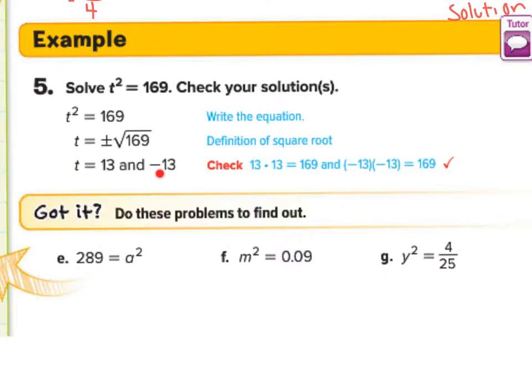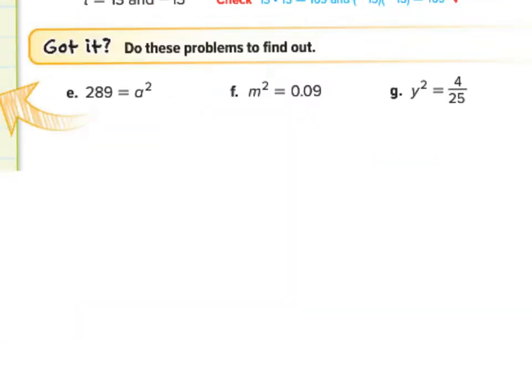Because negative 13 times negative 13 will give you 169. Positive 13 times positive 13 will give you 169. So these are both correct answers. You can check. See, there's the positives multiplied, and there's the negatives multiplied. Okay, again, if you think you got it, please pause the video and try E, F, and G on your own. Pause now.